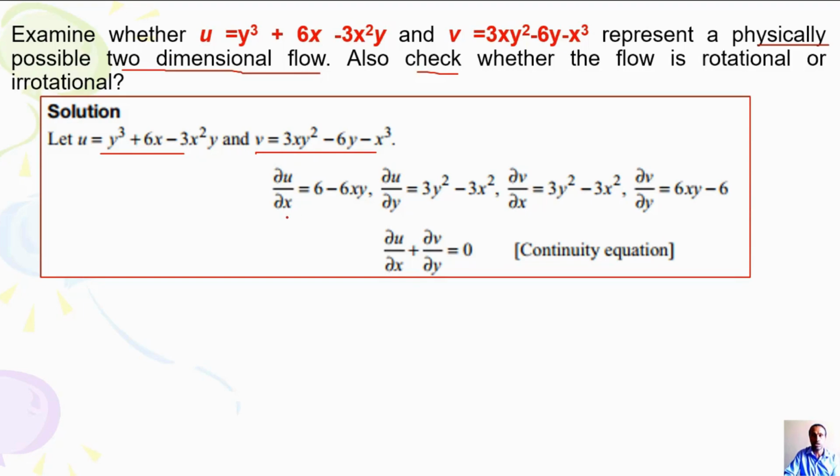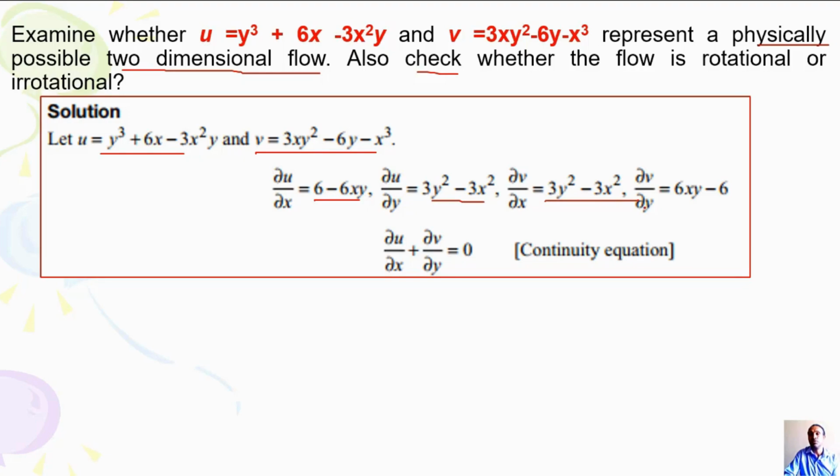Del u with respect to x, you have 6 minus 6xy. Del u with respect to y, again 3y squared minus 3x squared. You can just differentiate with respect to y and you get this result and this result. Then del v with respect to x, you can differentiate 3xy squared, since this is a product, keeping y as a constant and x as the variable. So you have 3y squared minus 3x squared.